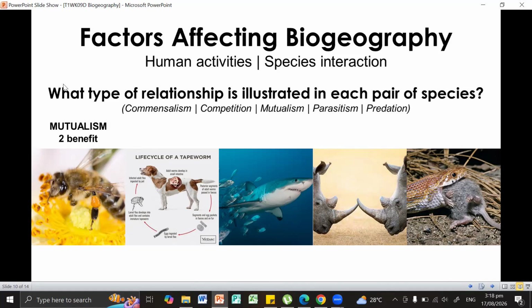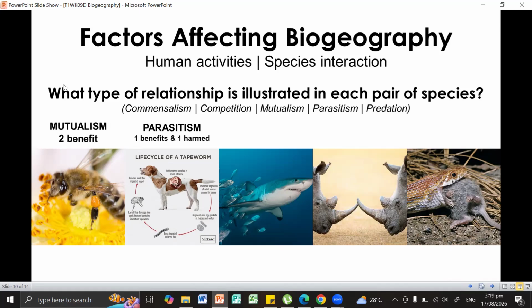Okay. Next, we have infestation of tapeworm in a dog's intestines. No, this one is parasitism because one of them benefits and one of them is harmed. The one who benefits is the tapeworm, absorbing all the nutrients of the dog, and the one harmed is the dog because it is being victimized.